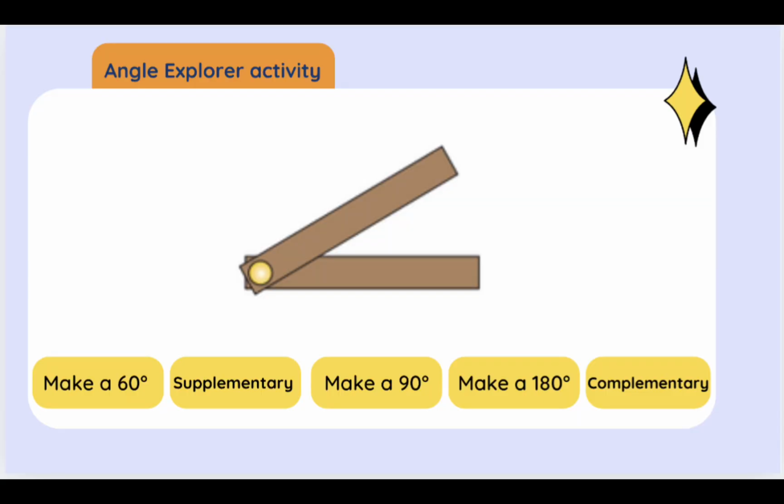Now that we have learned all the different types of angles, we are doing an activity called the Angle Explorer activity. This is 2 strips of paper that are held together by a pin. Students will be asked to make their own, and they will be finding different degrees such as 60 degrees, 90 degrees, and identifying complementary degrees and supplementary degrees.